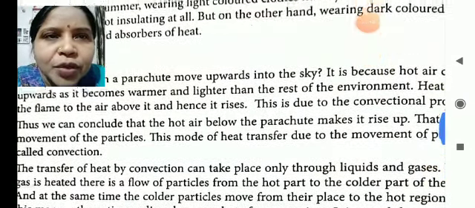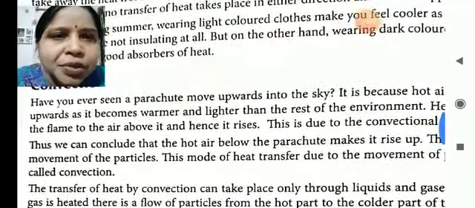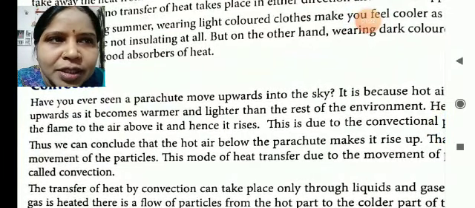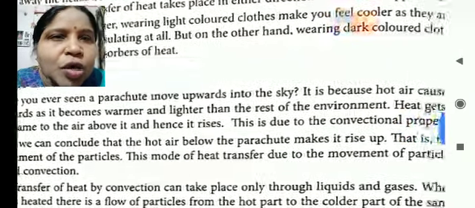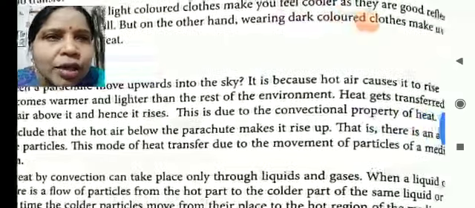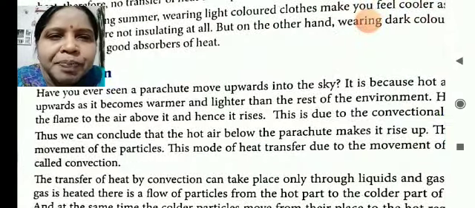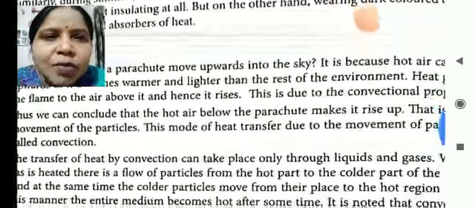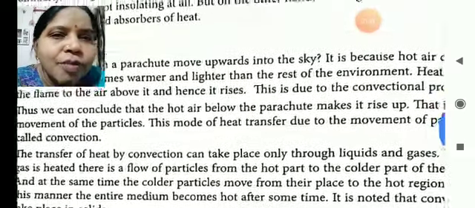For example, you can see here a parachute, it moves upward into the sky because hot air causes it to rise upward as it becomes warmer and lighter than the rest of the environment.